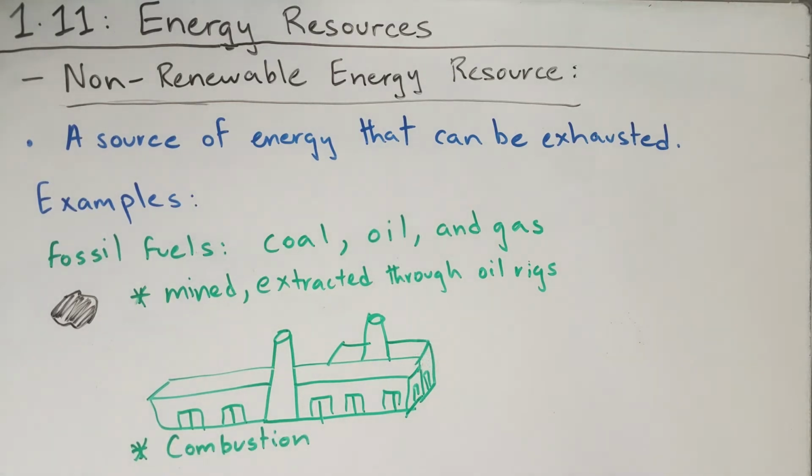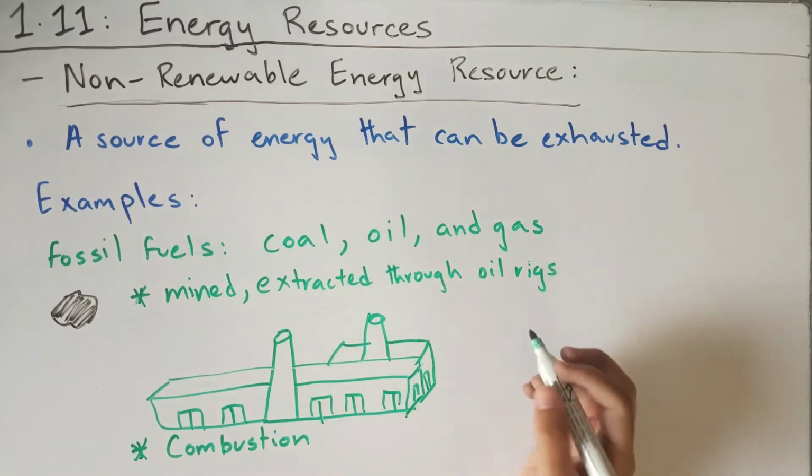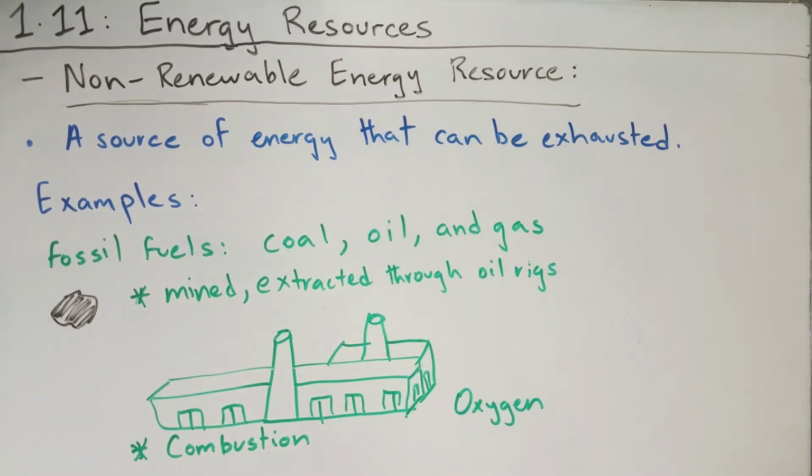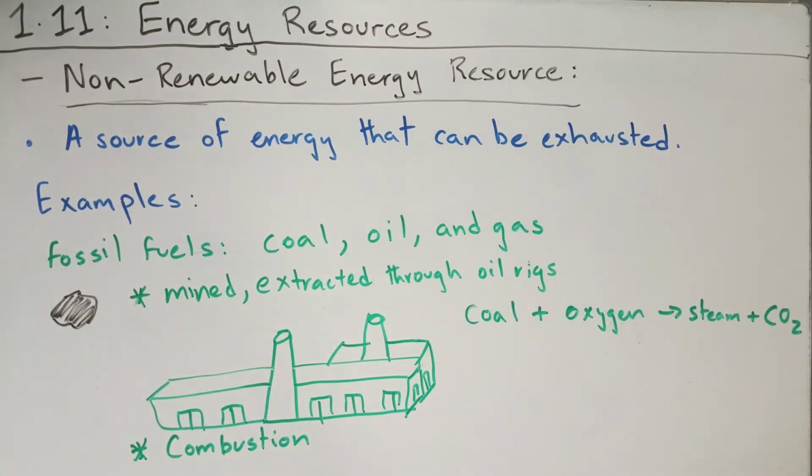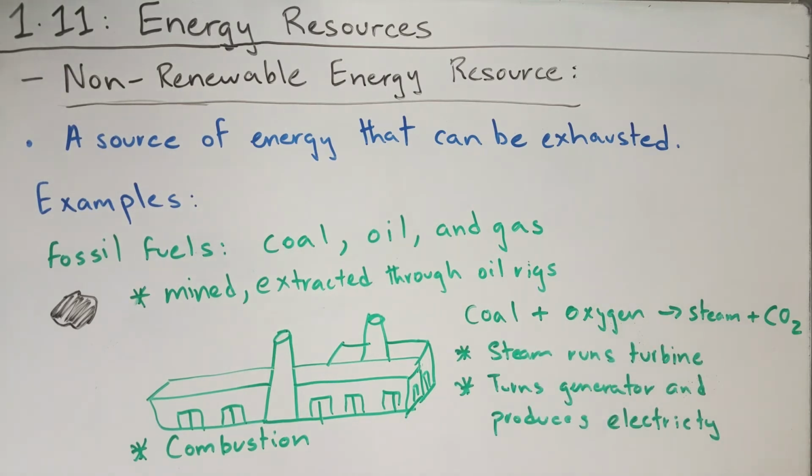Combustion is a type of chemical reaction in which the fuel like coal, oil, or gas is reacted with oxygen gas in very hot air that blows in a blast furnace. When the coal or the oil or gas reacts with the oxygen gas, the chemical reaction produces steam, which is water in its gaseous state, and you also get carbon dioxide, which is a byproduct. The steam is what we need to produce electricity. In the power plant, the steam runs through a turbine, which turns the generator and produces electricity.